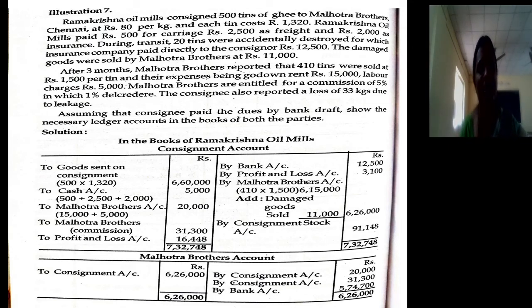How many tins were sent? 500. How many tins were lost in transit? So 20. So 480 reached the consignee. Out of 480, he sold 410. Try to understand. He said sold 410. 480 minus 410 means 70 tins. Out of 70 tins, 30 tins leakage. Again, 40 tins are there with the consignee. So there is closing stock. Try to understand. This is a full pack problem where you have all the information: abnormal loss, normal loss, closing stock, then the recovery of abnormal loss from the insurance company.